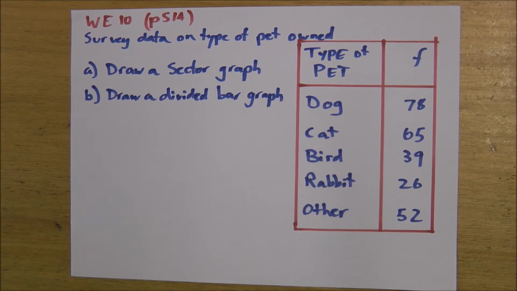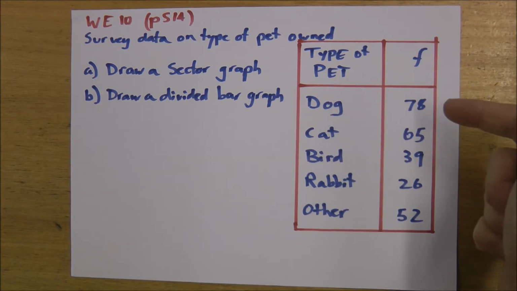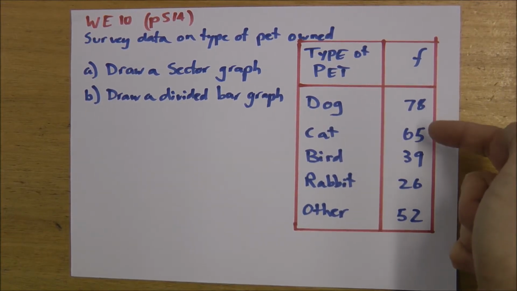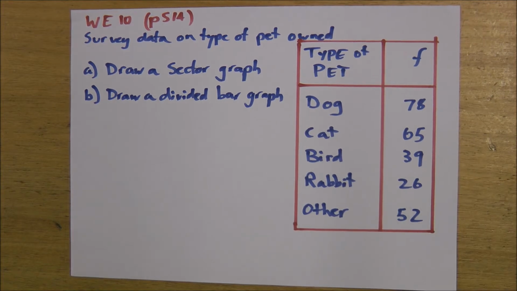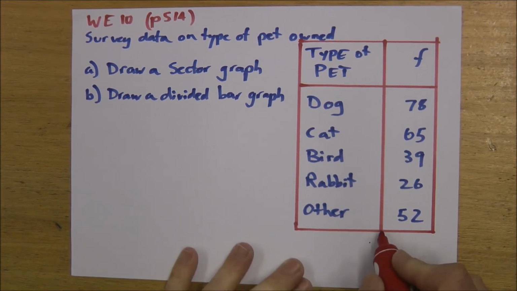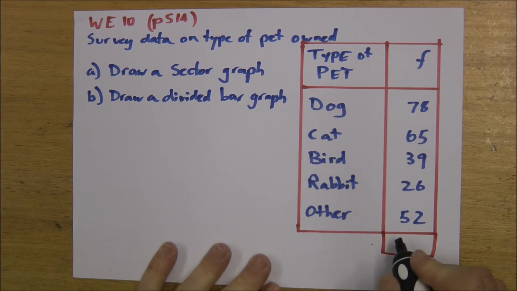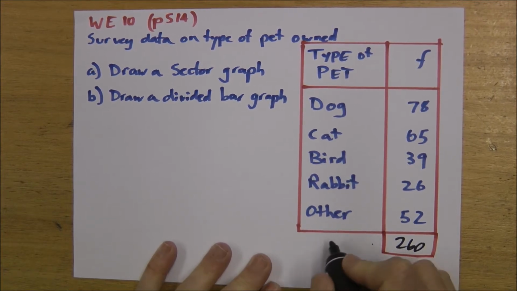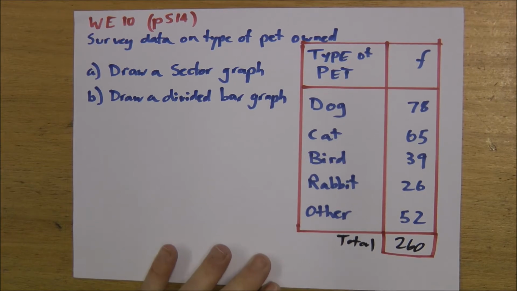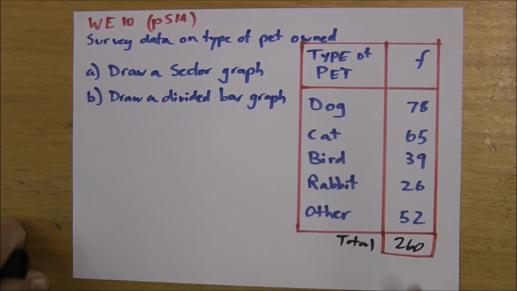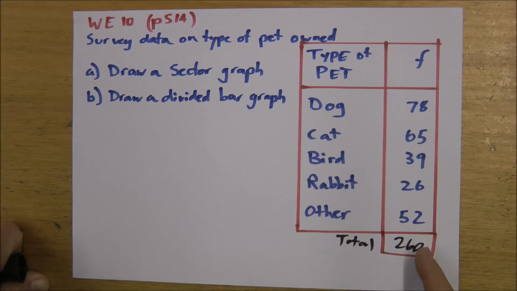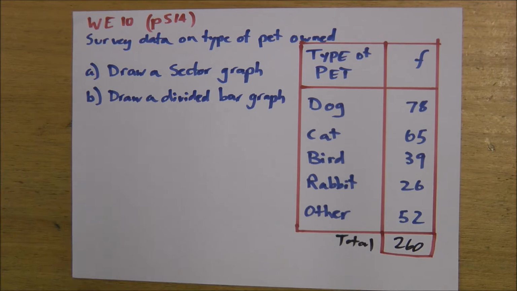First thing we want to know is how many responses do we have? We have a number of dogs, that these 78 people prefer dogs, 65 prefer cats, and so on. So what we want to do is total that up. If we add all these numbers up, we'll get to 260. So 260 people were surveyed. We need to know this number because everything's going to become a fraction over 260 to draw our graph. So how do we do that?